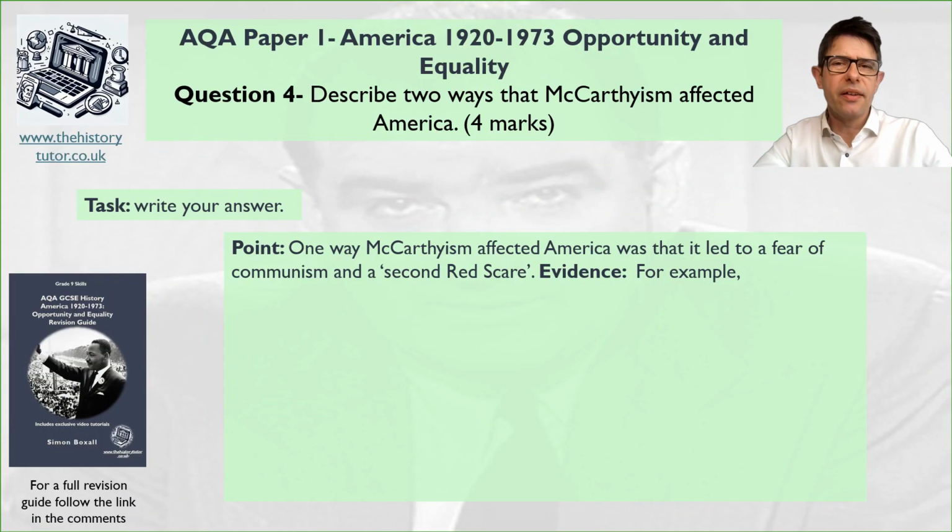So I said one way McCarthyism affected America was it led to a fear of communism and, as I said in the plan, the Second Red Scare. Okay, now we need some evidence to back this up about how it's impacting people's lives. We've got some nice ideas in the plan. You may have some good ideas as well. So let's write down our factual example. Try and make sure you've got a keyword and a fact in there.